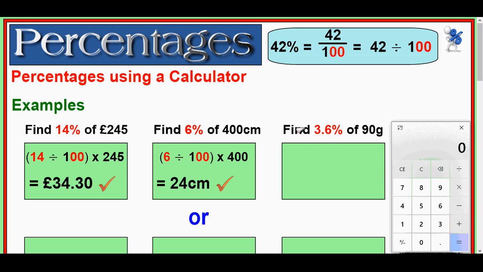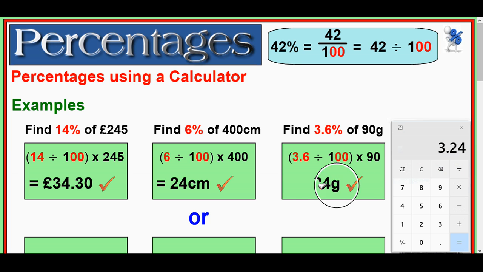Okay, and the last example here, 3.6% of 90 grams. Looks complicated, but we can just use the same technique. 3.6 means 3.6 out of 100. So divide by 100, and then times it by 90. You can put the brackets in or not. It doesn't really make any difference here. So let's type it in, 3.6 divided by 100, and then times by 90. We'll get our answer of 3.24 grams, and there you go, 3.24 grams.